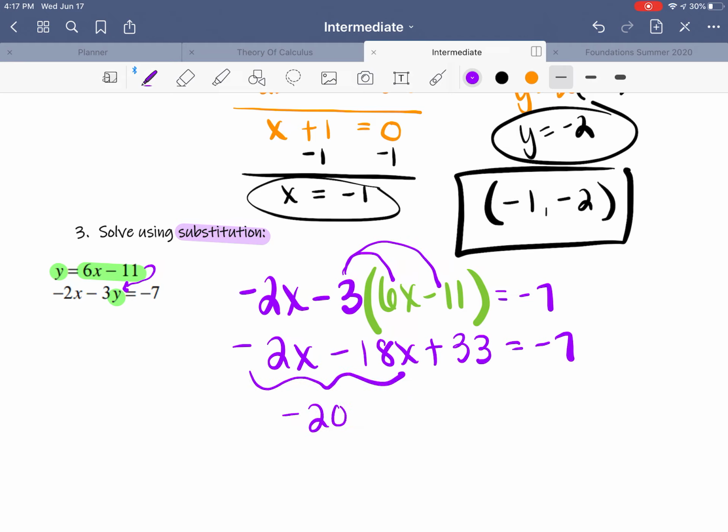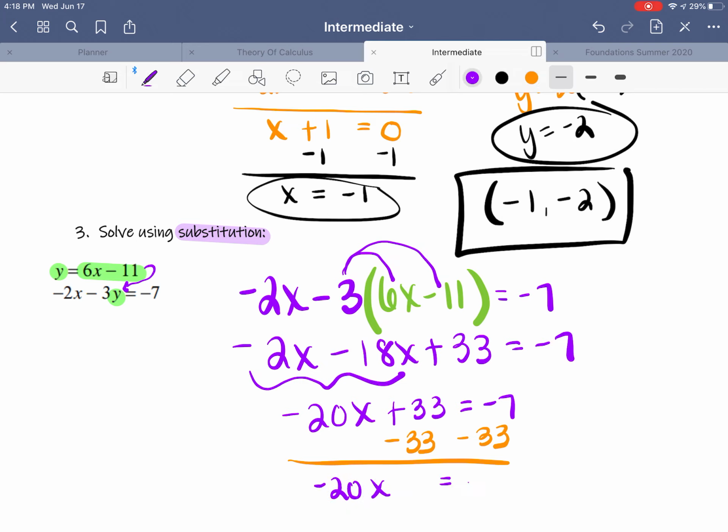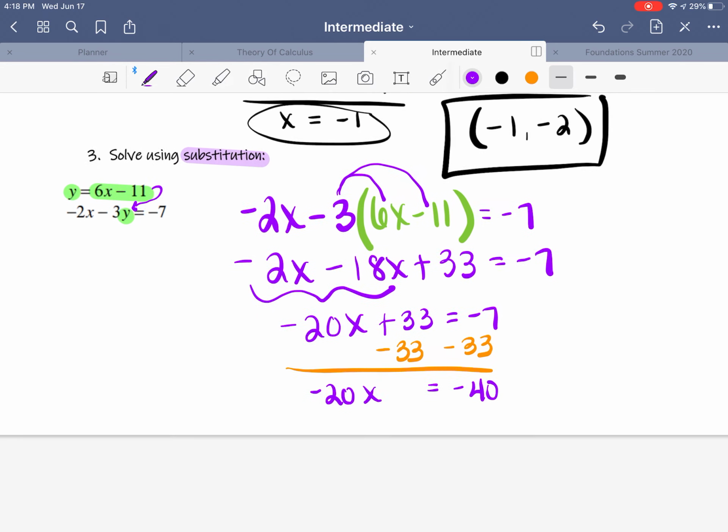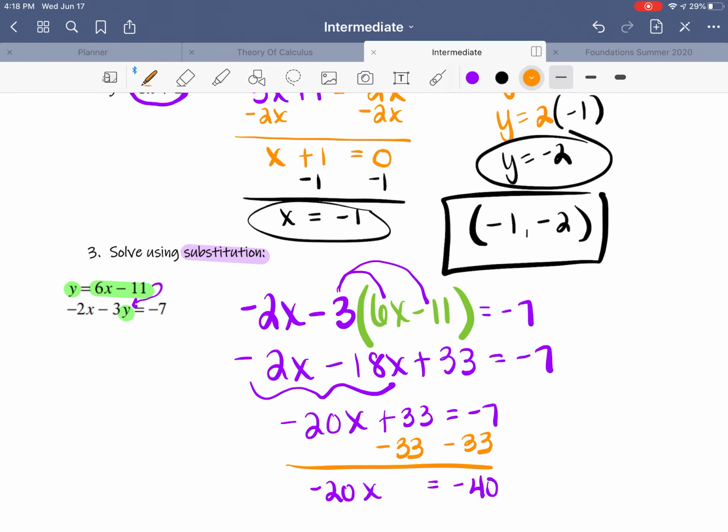These are on the same side, so I'm going to join those together. Then I'm going to solve for x. And I'm running out of room. Divide is the last step. So x equals 2. I'm circling that because I'm not done. I'm close, but not done.